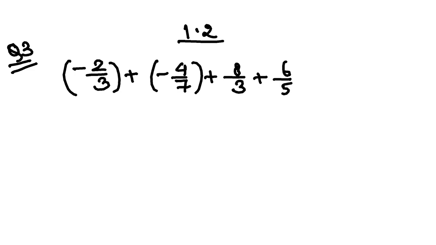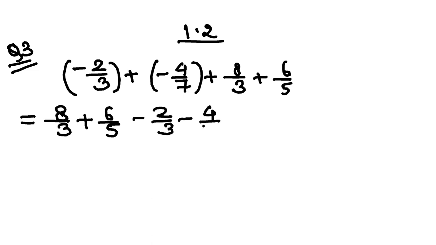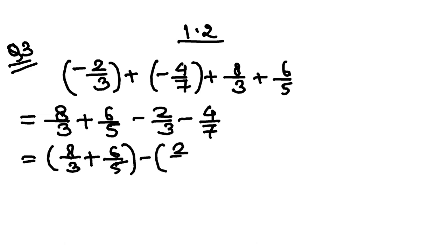Okay, so very first rule is bring the positives together. So 8 by 3 plus 6 by 5, these are positives. Minus 2 by 3 minus 4 by 7, these are negatives. Now put the positives together. Here also take the minus common and put the negatives together inside bracket. Now let us simplify this part.